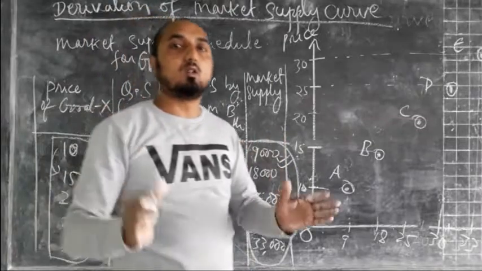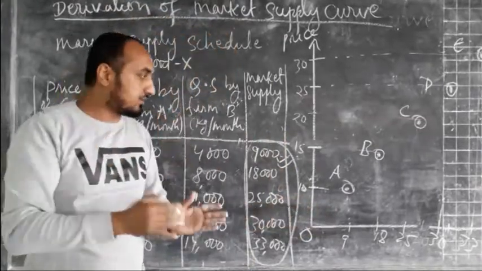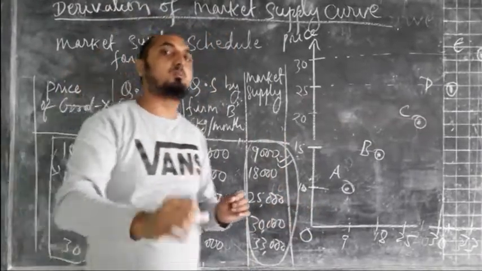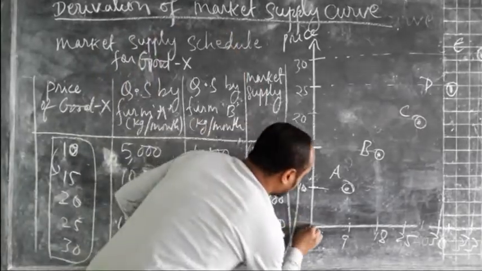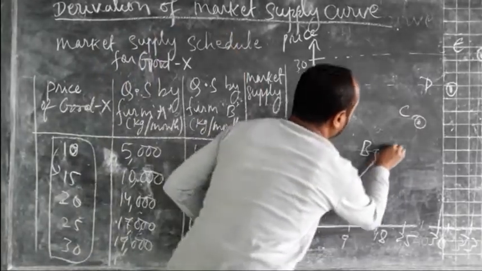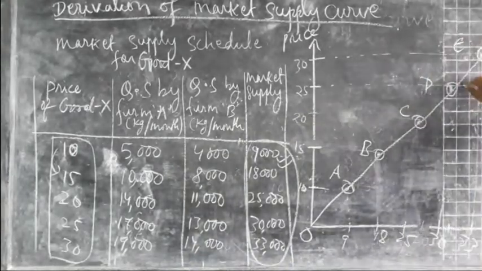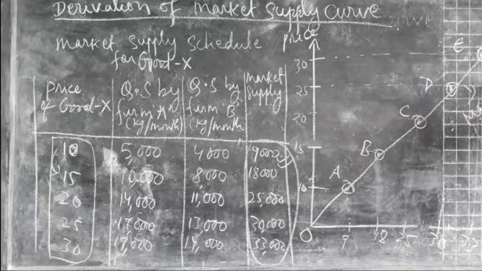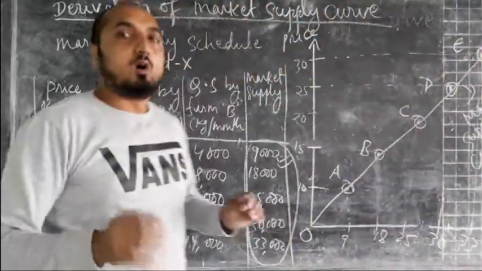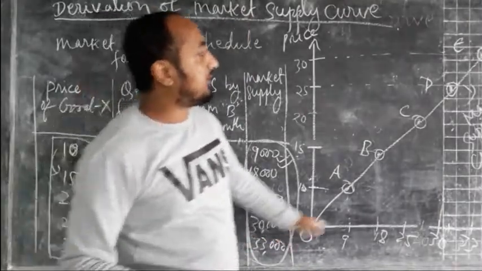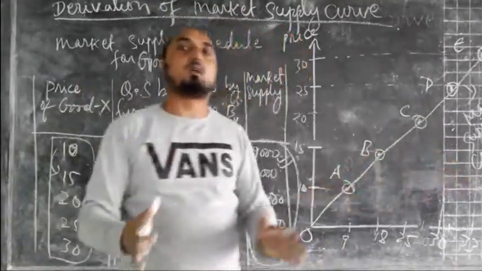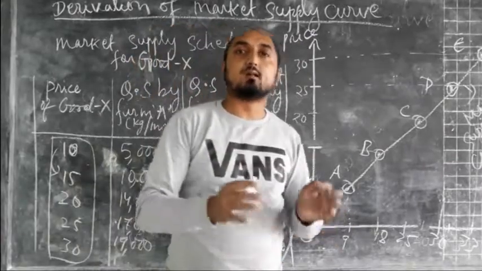Now after plotting all the points, in the same way we have to join all the points by a line. So here, after joining all the points, we'll get a line that will be our market supply curve. So this is the way to derive the individual supply curve and the market supply curve.